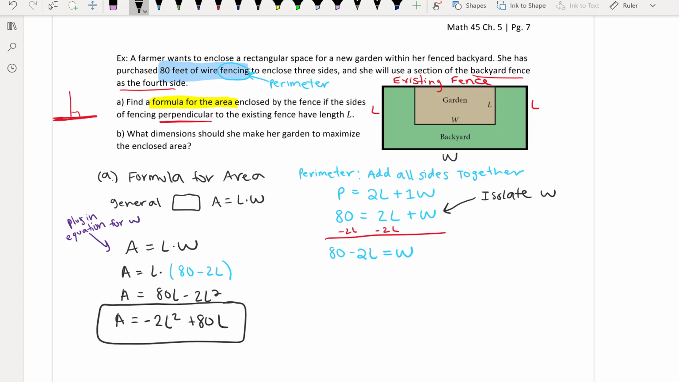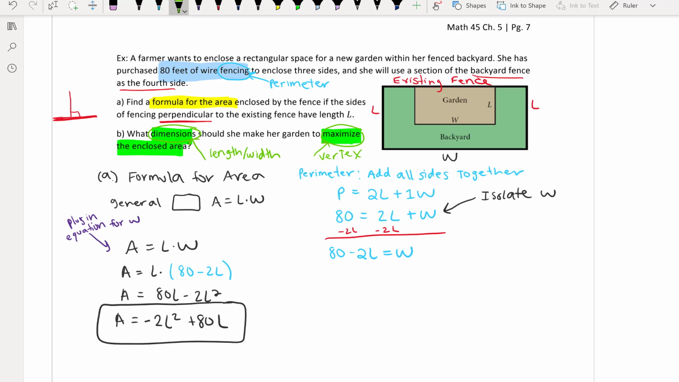Okay, so now let's read part B. Part B says, what dimensions should she make her garden to maximize the enclosed area? So we have dimensions and to maximize the enclosed area. Dimensions are going to be my length and my width, okay, that's what dimensions is all about here. The other thing that we have is maximize. Well, when I see the word maximize, I am thinking about the vertex.